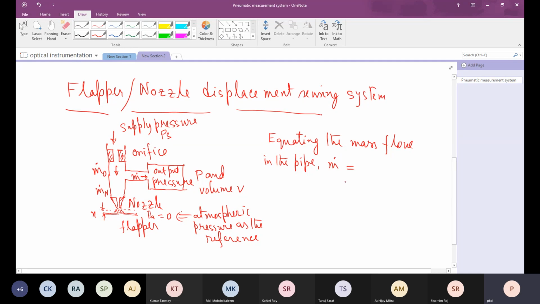We have m dot which is going to this output is equal to m o dot minus mn dot. That is simply continuity of the mass flow. We have assumed that this is not compressive, then only mass flow can be there, but the relation of pressure and mass flow with volume we can put next.